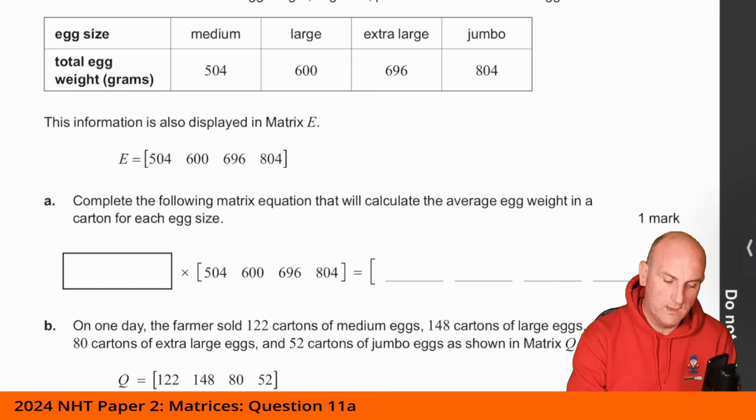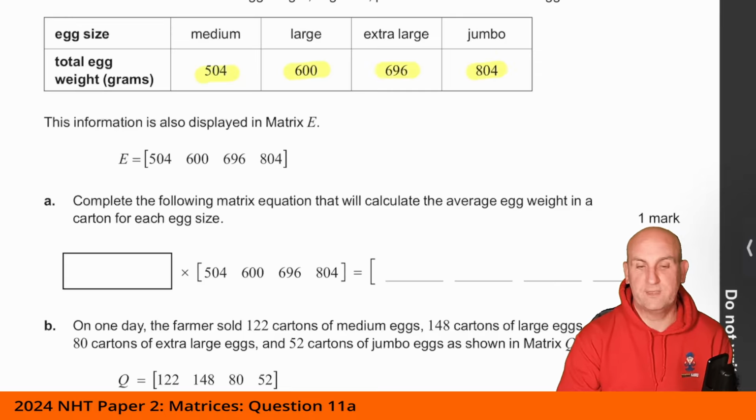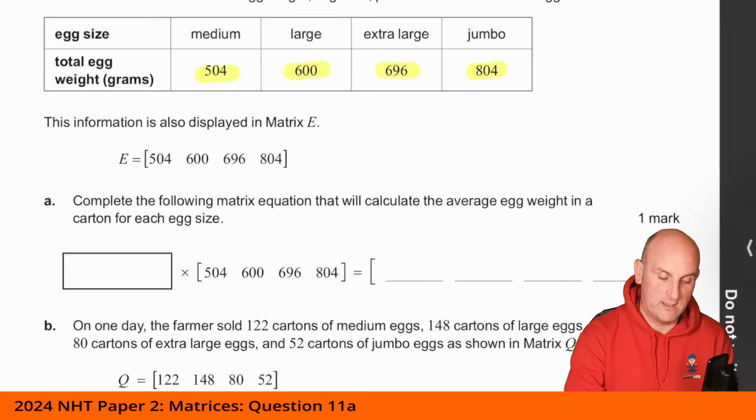Oh, well, hold on a moment. We know that the total for those 12 eggs is 504. The total for those 12 eggs is 600. The total for extra large is that, and the total. Well, if I know how to work out a mean, I work out the total divided by how many eggs there are.